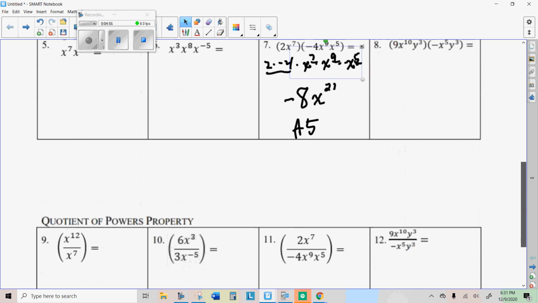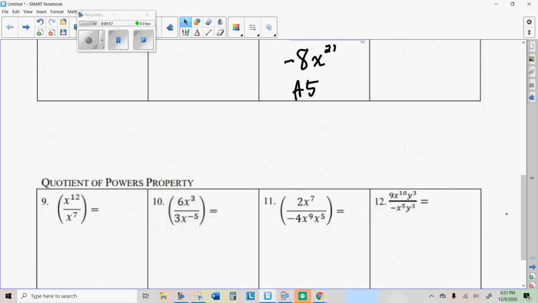All right, the next property is the quotient properties, and that looks like this. If you have some base to some power, and you divide by that same base to some other power, what you want to do is cancel all the common powers. So take away the number of powers of m from n, subtract the powers. Okay?